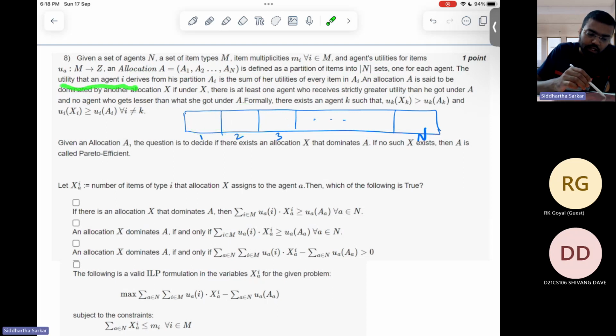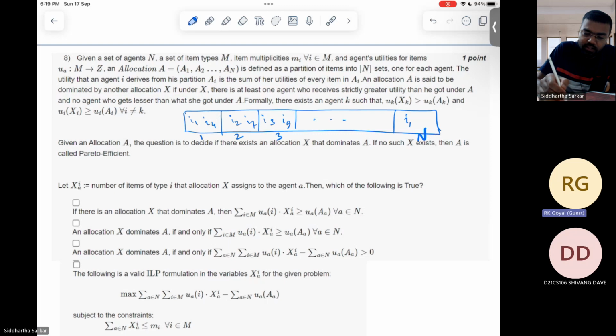The utility that an agent i derives from his partition A_i, the ith box, is the following. There are some items in this box, and the utility that a person derives from his box is the sum of the utilities of the corresponding items in his box. An allocation A is said to be dominated by another allocation X if under X. So this is one allocation. There could be another allocation. Maybe I'll just put some numbers. Maybe this is item 1 and item 4. This is item 2 and item 7, like that.